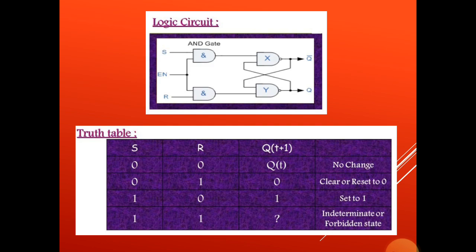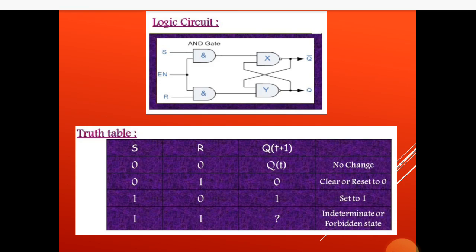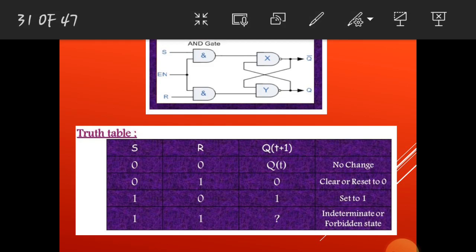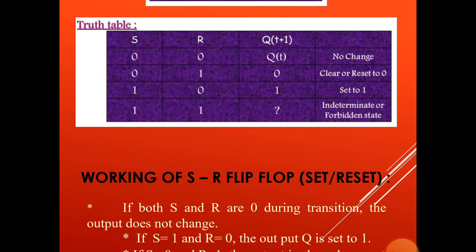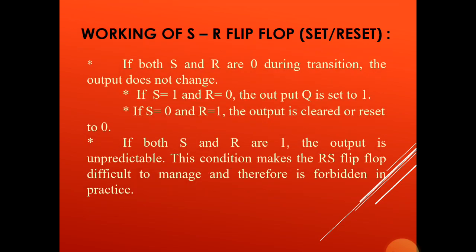1 0 means that at present the set value is equal to 1 and the reset value is equal to 0. Set value equal to 1 is called set. The output here is 1. 1 1 is called the indeterminate state. For this state we can't tell what the output is. So in this SR latch, because of this indeterminate state, this latch cannot be used in sequential circuit design.